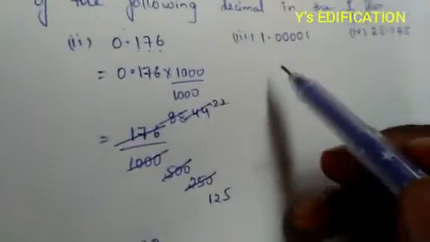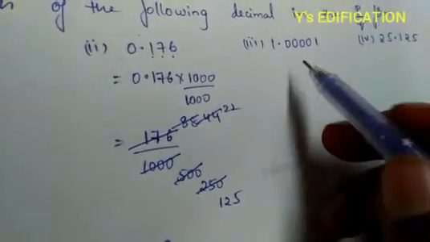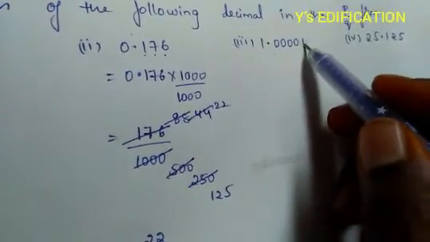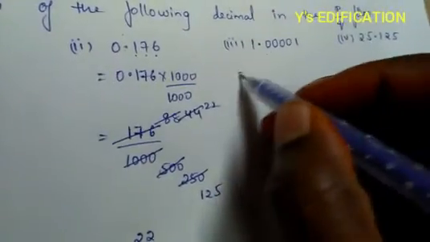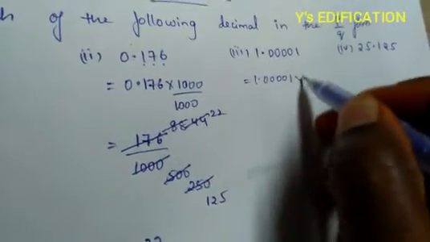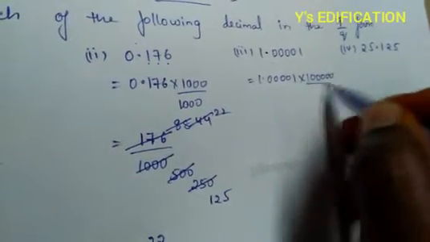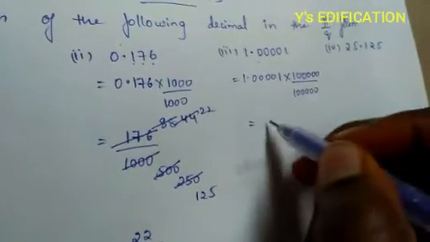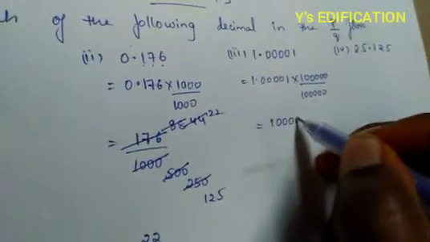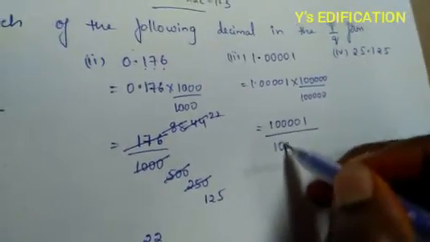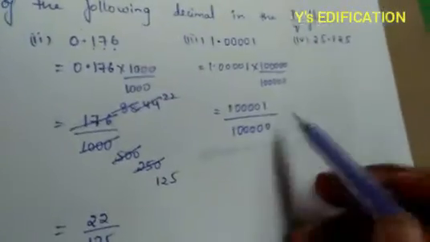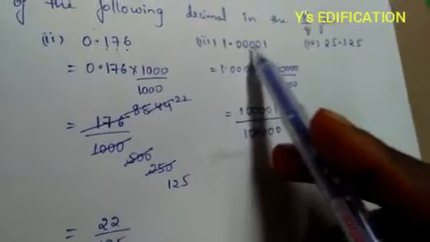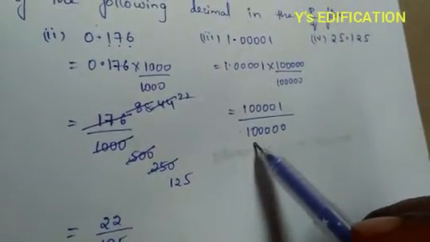And the next one, 1.00001. How many digits are there after the decimal point? 1, 2, 3, 4, 5. Five digits means 1 lakh, so we have to multiply and divide with 1 lakh. So the number becomes 100001 by 1 lakh. I can't simplify this number, so I'm going to leave it like this. So for this decimal number, this is the p by q form, that means a rational number.